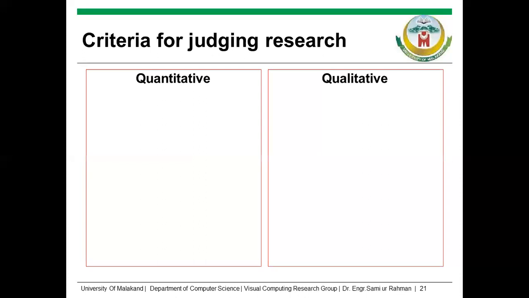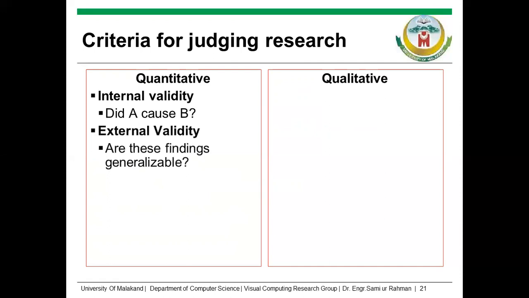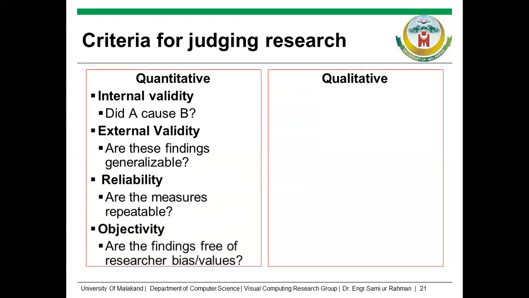Okay, criteria for judging research. On the left, there is quantitative research, on the right, there is qualitative research. So internal validity: did A cause B? And external validity: are these findings generalizable? And reliability: are the measures repeatable? And objectivity: are the findings free of researcher biases and values? Because in most research, researcher bias plays a great role in the conclusion. So objectivity means whether this is free of the researcher's biases.